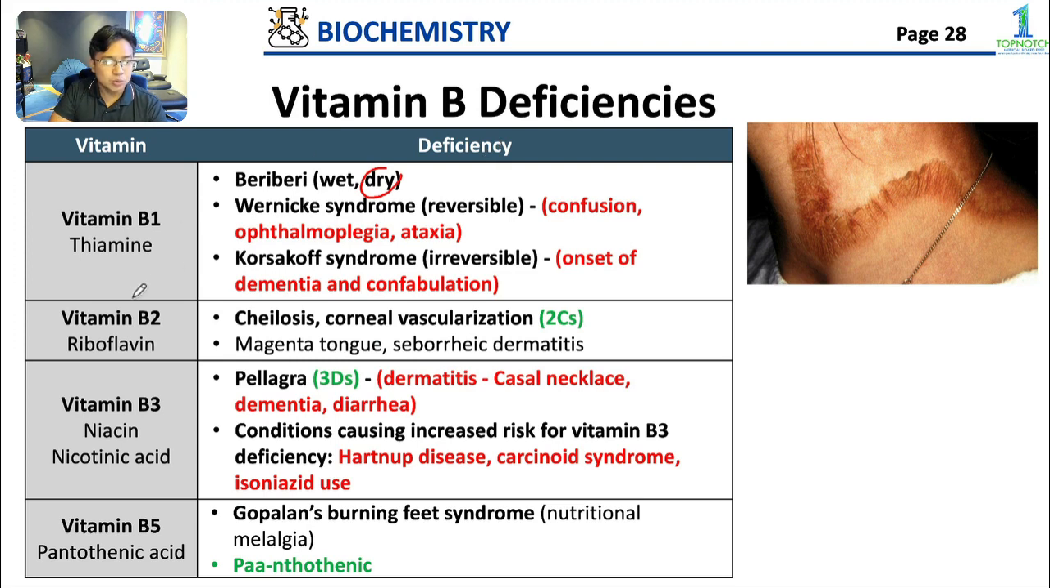In B2 deficiency, think of 2 Cs: cheilosis and corneal vascularization. While in vitamin B3, think of pellagra. 3 Ds: dermatitis, having your Casal necklace seen in the image here, dementia, and diarrhea. Those are components of pellagra. Now, in vitamin B5 deficiency, you can have Gopalan's burning feet syndrome. And take note of pantothenic: paa, the problem is in the feet in vitamin B5 deficiency.